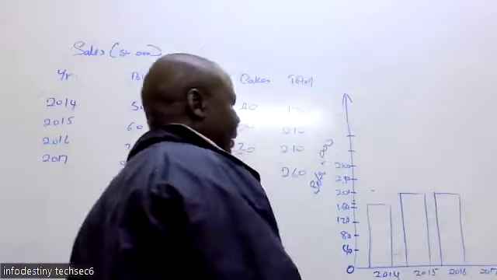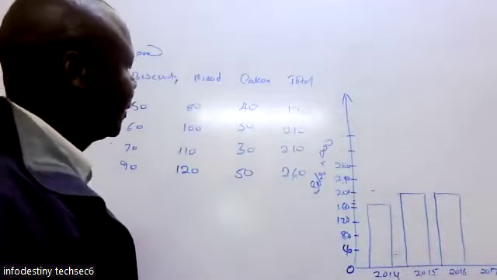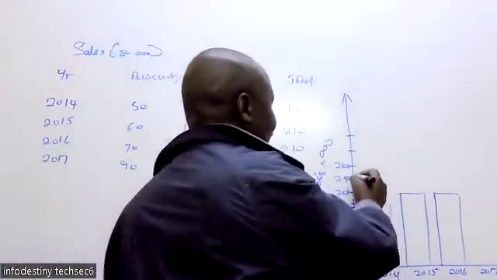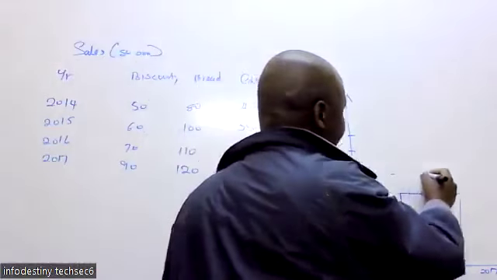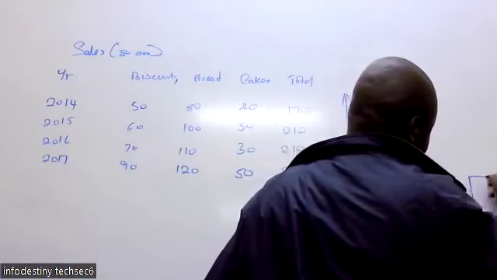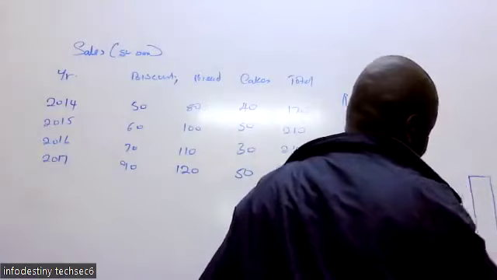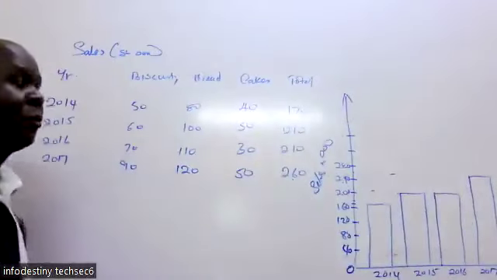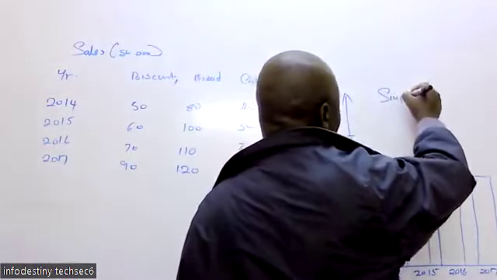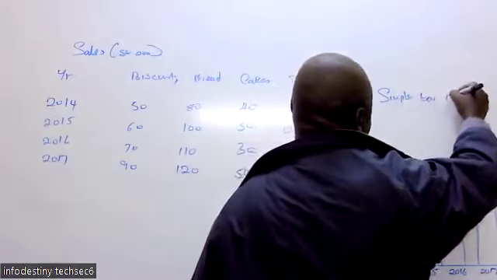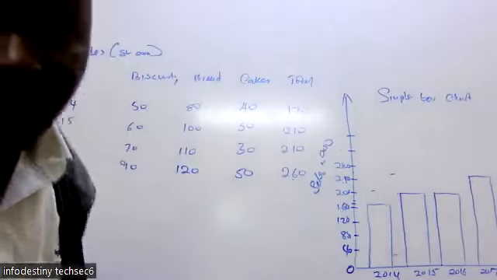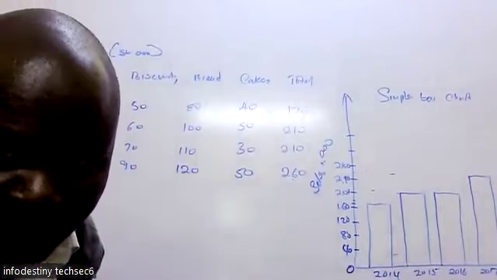And then the last is going to be 260. We are together. We go up to 260, which is somewhere there. 260 is in between that. So that is going to be our simple bar chart. Then you come here, you write the title by saying simple bar chart. So you write the title, it's going to be your simple bar chart.